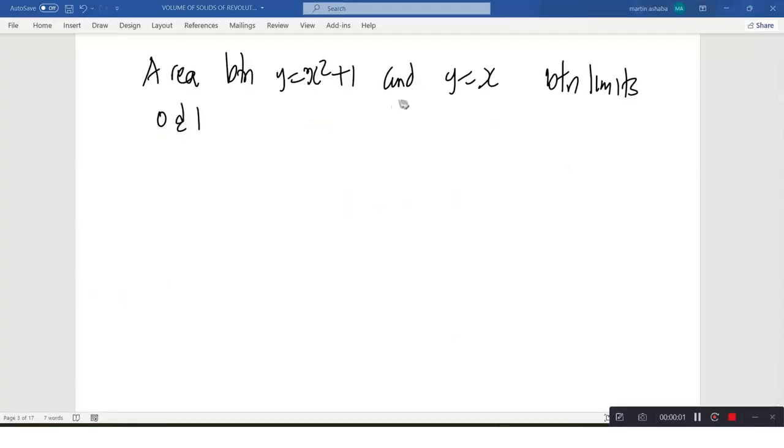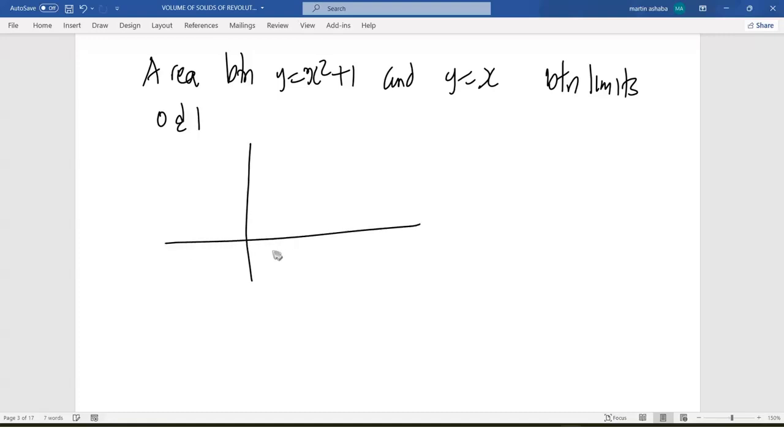So ladies and gentlemen, we want to determine the area between the line y is equal to x and the curve y is equal to x squared plus 1. If I draw the two, I'll find that this is y, this is x, and that is y. So the line y is equal to x is like this.